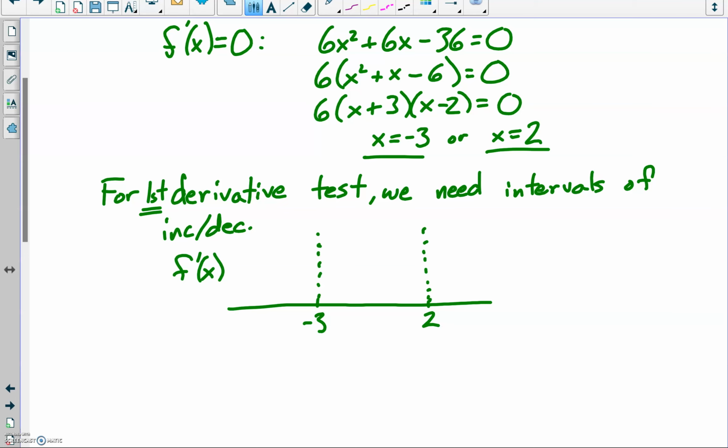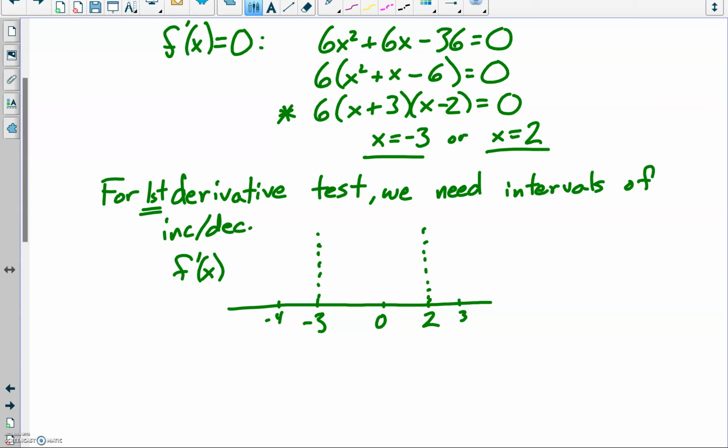So in order to do this with the sign chart, I am going to pick some test values. Negative 4 on the left of negative 3. Just pick 0 in between negative 3 and 2. And then I'll pick 3 on the other side of 2. And I'm going to plug this in to this factored equation. And the reason I do that is because it's real easy to tell if I'm increasing or decreasing based on is it a positive result or a negative result overall. And the 6 is always positive, so I'm not going to worry about that.